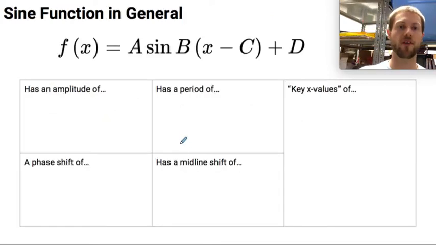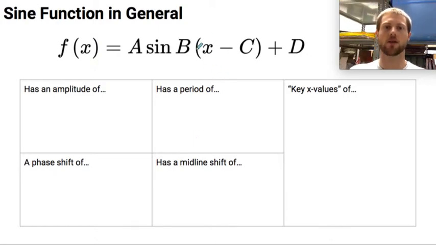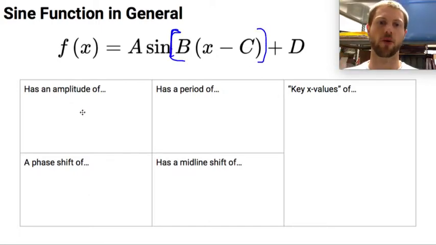If I have some sine function in this format, f of x equals a times the sine of b times the quantity x minus c, plus d, this is what's going to come out of it. One thing to note here is that this entire quantity is all part of the sine function. You won't always see the parentheses, but it is implied that it's part of the input of the sine function.